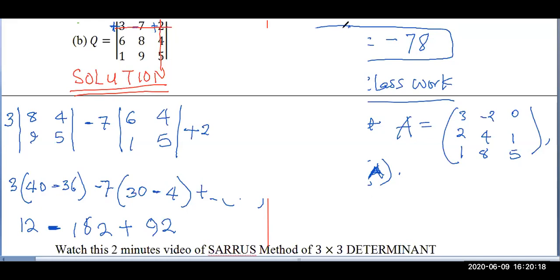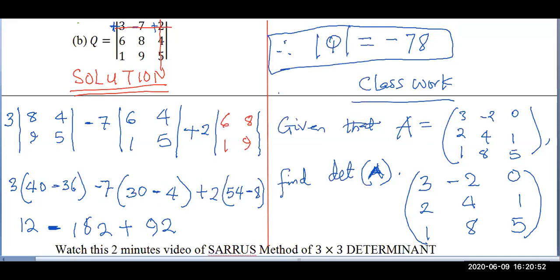Somebody said, Daniel, I can't see the question. Why? What can't you see? Okay, let me write it again for you. This is the question: 3, minus 2, 0, 2, 4, 1, 1, 8, 5. That is the matrix. So find the determinant of this matrix. If we cannot see this one now, let me rule out this one. Of course, you should be able to see this one now.